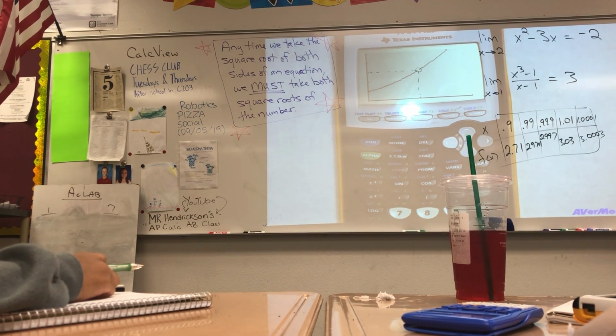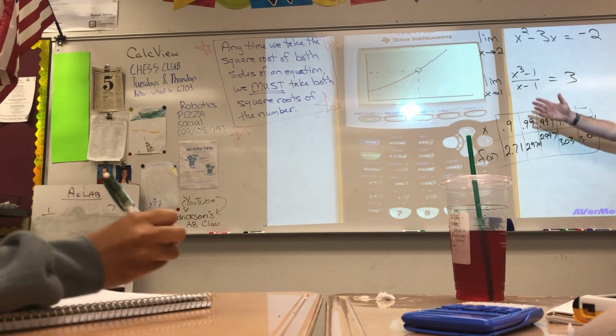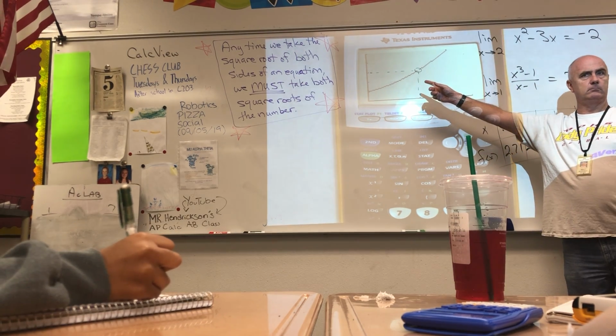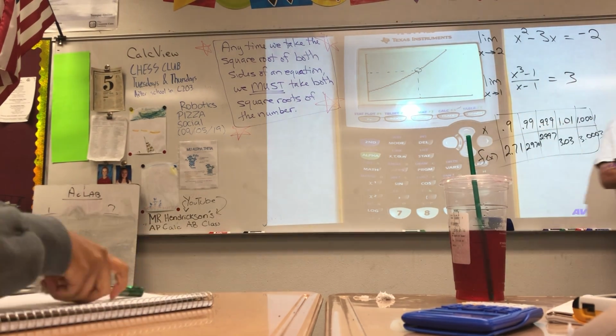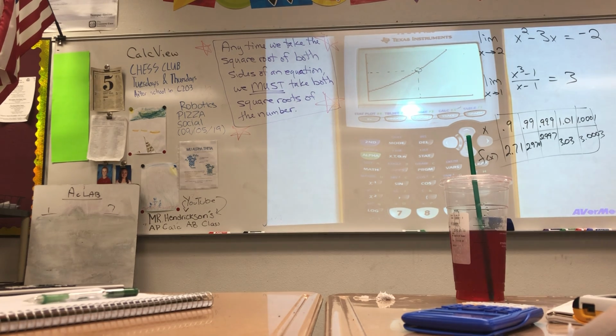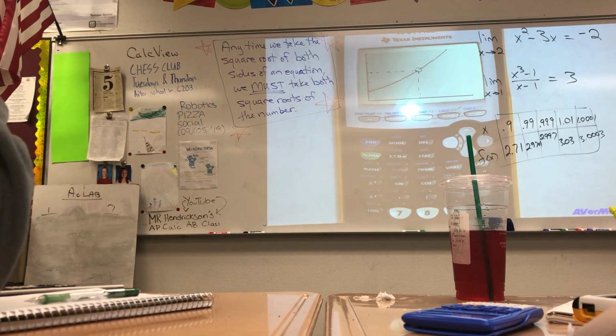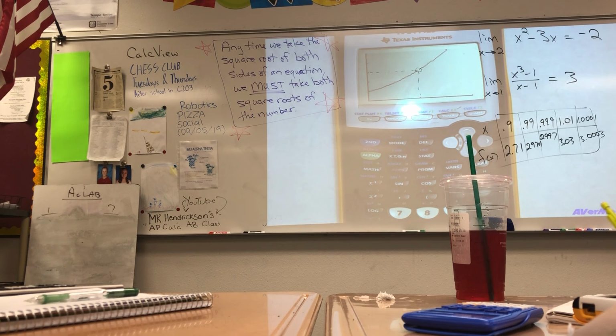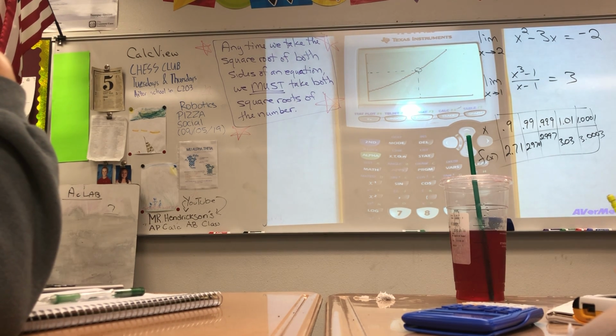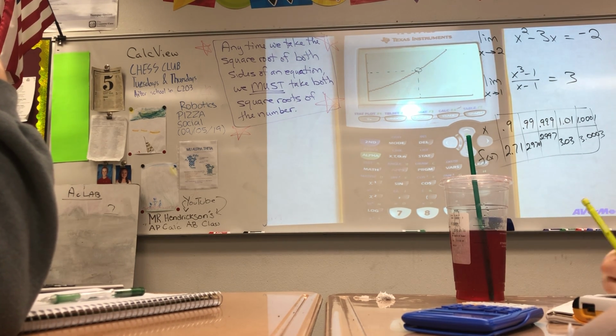So you can see this numerically, and you can see it graphically. And that's what we want to be able to do. We want to be able to find limits numerically and graphically. And so we can do it these ways. All right? Okay. Questions so far?